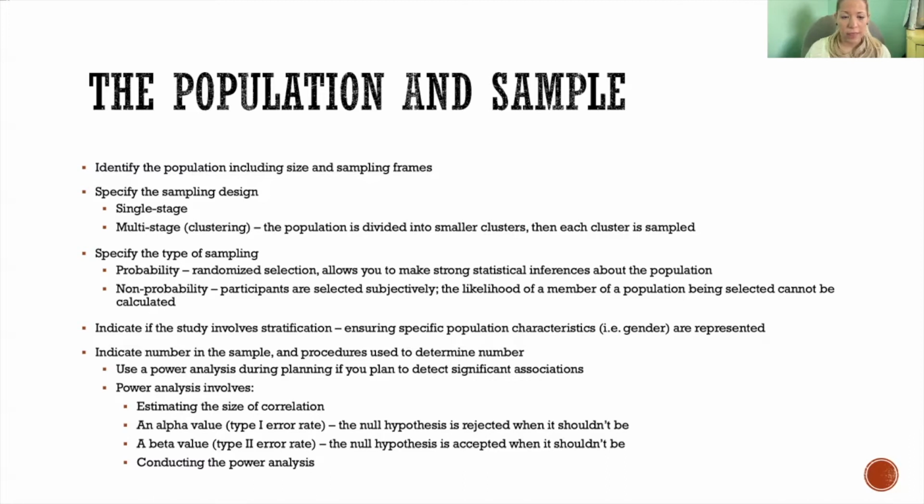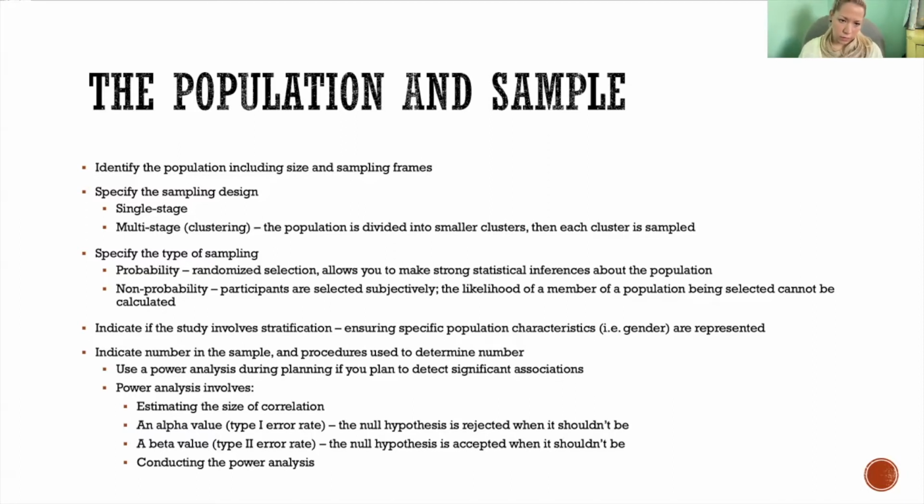So you'll need to indicate the number in the sample and the procedures that you use to determine how many you need in your sample. So you'd use a power analysis while you are planning all of your procedures if you're trying to detect associations. So if you are trying to find associations between different variables that you're measuring in your survey, then you need a power analysis to statistically determine how many participants you need in your sample to be able to draw statistically significant conclusions once you've collected your data.